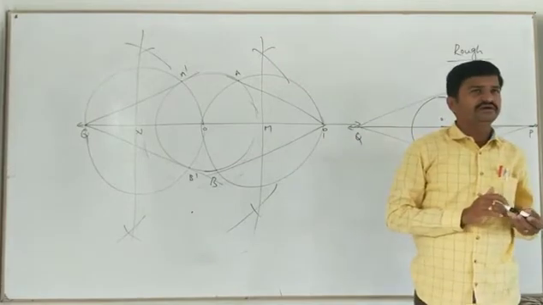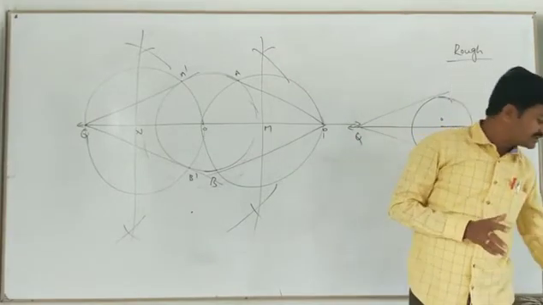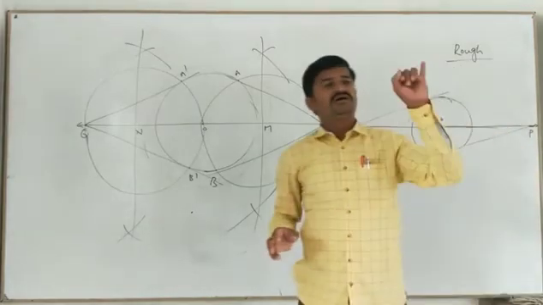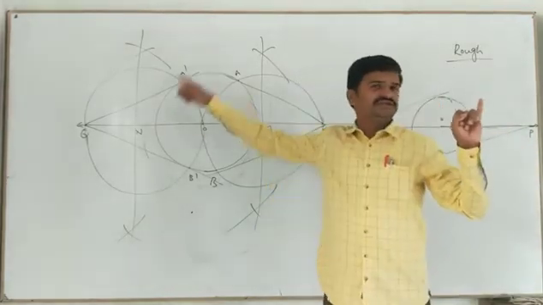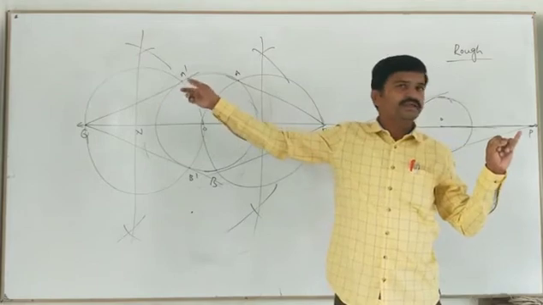Have you got it or not? So what are the steps? What is the first step? Draw a circle of radius 3 centimeters. Next one.